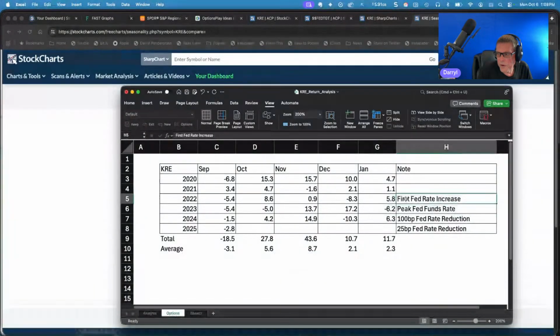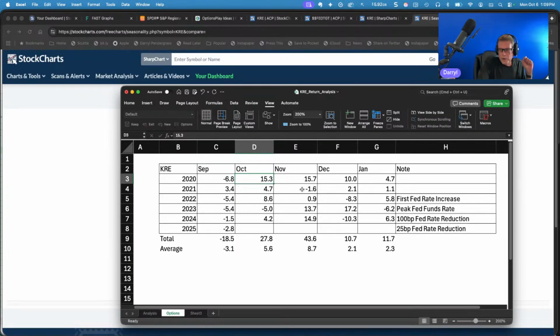We can see that the first Fed rate increase was in 2022. We did still have an increase. November was a little bit less, and we had a negative return in December of that year. We hit the peak Fed funds rate in 2023. We were down 5.4 in September, -5 in October. So this is 1 month out of 5. We'll be working on number 6 for this year, this month. But only 1 month have we had a pullback in October. And we've had outperformance as high as 15.3% in 2020.